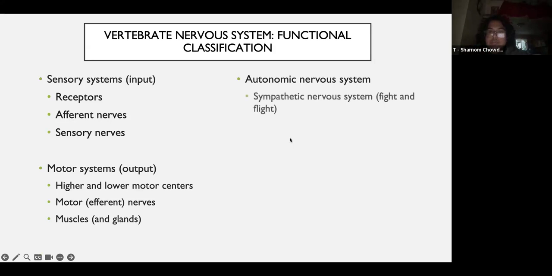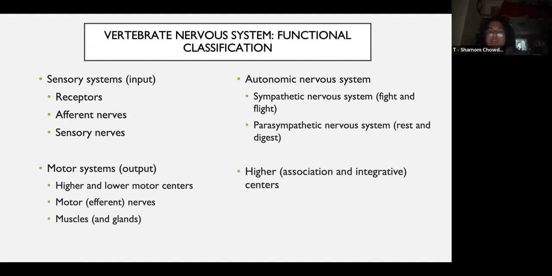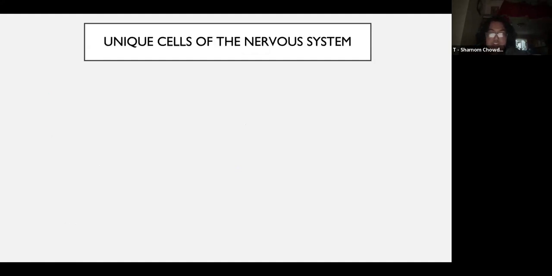Then you have your autonomic nervous system. Autonomic nervous system consists of your sympathetic nervous system, fight or flight. Once again, it's automatic. It's not something you necessarily think about. And then your parasympathetic nervous system, rest and digest. And then you also have higher association and integrative centers, which isn't as important.